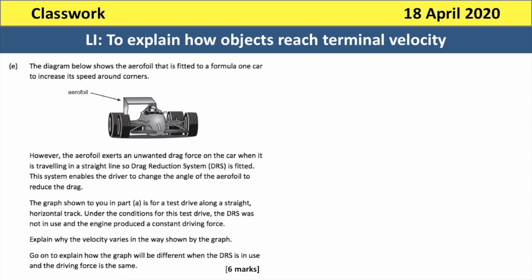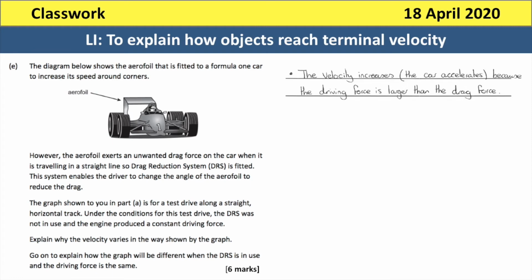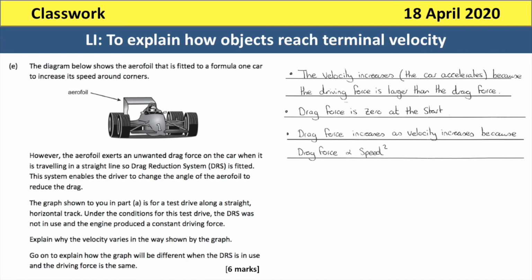We'll start off by explaining why the velocity varies in the way shown by the graph. It is definitely worth pointing out to begin with that the velocity increases, or the car is accelerating, because the driving force is larger than the drag force on the car, or there is a non-zero resultant force. We can also point out that the drag force is going to be 0 at the start, and we can also say that the drag force will increase as the velocity increases because the drag force is proportional to the velocity or the speed squared.